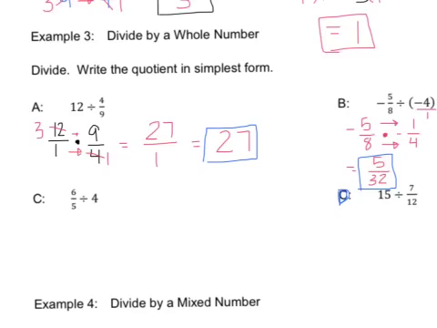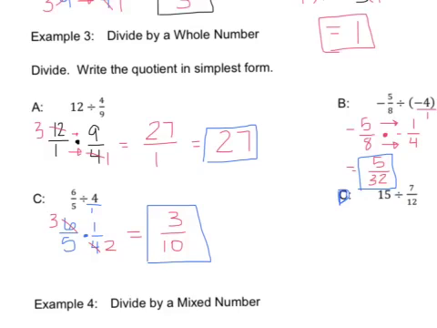Okay, for C, you should have kept the 6 over 5, changed to multiplication, flipped the 4 to 1/4. Then you could see that you could divide both of these by 2. If you multiply straight across, you should get 3 over 10. So hopefully you got 3 over 10 for this problem.